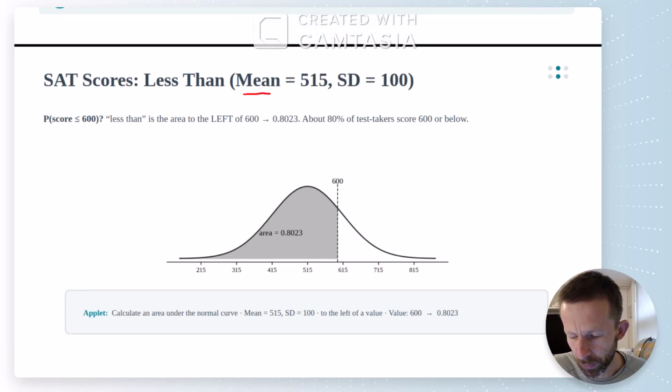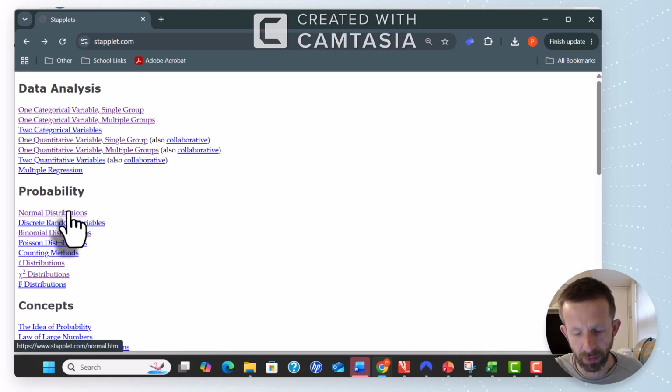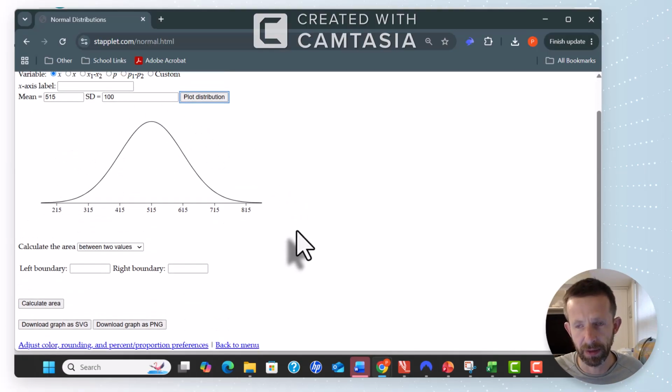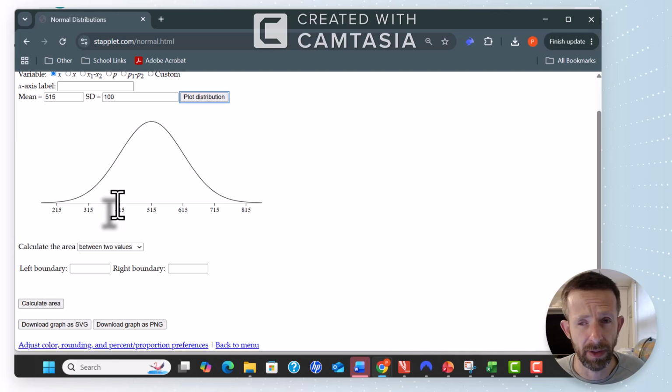We have SAT scores with a mean of 515 and a standard deviation of 100. So how would that look? We're going to go to Statplet and normal distribution. We will have a mean of 515 and a standard deviation of 100. What does that look like? It looks like a curve that's centered at 515, and you can go to the left by 100. Each of those is a standard deviation to the left. You can go to the right by 100. Each of those is a standard deviation to the right.